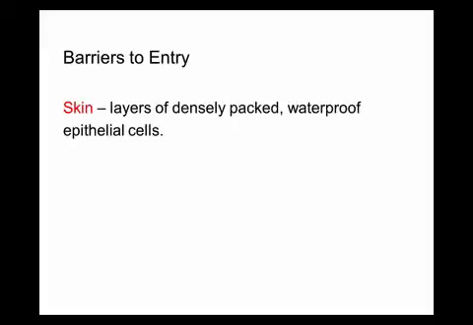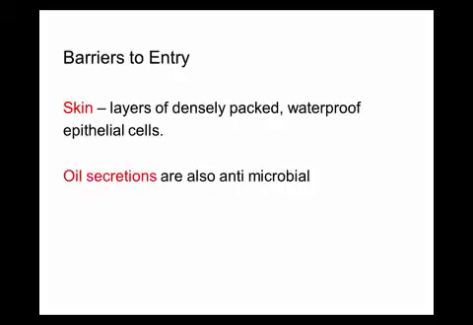Barriers to entry. Our first barrier to entry is simply the skin. We looked at the structure of the integumentary system in an earlier lesson. It is layers of densely packed squamous epithelial cells. It is waterproofed, and so many times we can simply prevent pathogens from gaining entry. Oil secretions are also antimicrobial. The oil secreted on our skin can prevent some types of microbes from growing.